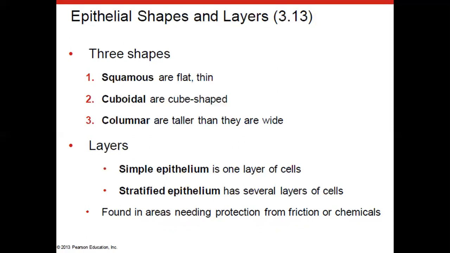And then they're further classified by the number of layers. A simple layer of epithelium is just one layer of cells. Like there's simple squamous epithelium we'll talk about, or simple cuboidal epithelium, or simple columnar epithelium. Those are three specific types of epithelial tissue. Simple squamous epithelium is made up of only squamous epithelial cells. Simple cuboidal epithelium is a single layer of cuboidal epithelial cells. A stratified epithelium is multiple layers. So we'll talk about stratified squamous epithelium, stratified cuboidal epithelium, and stratified columnar epithelium.